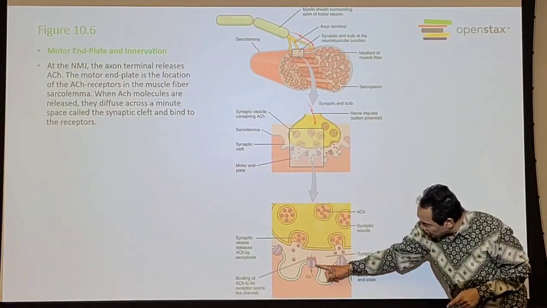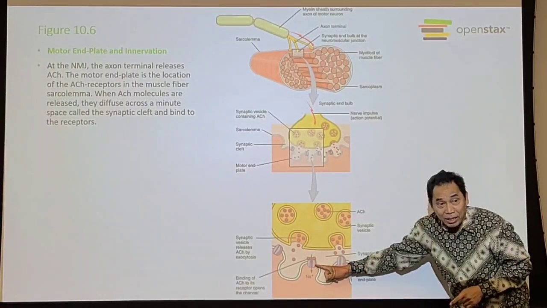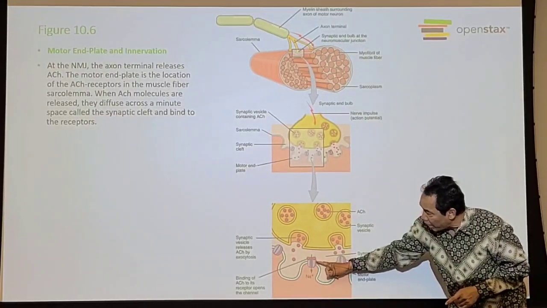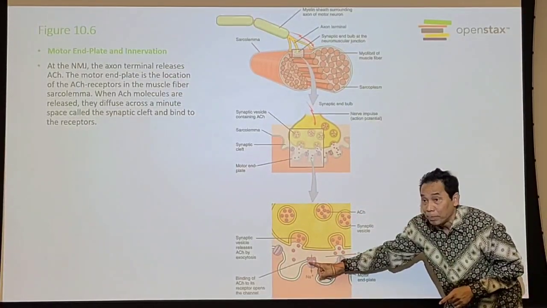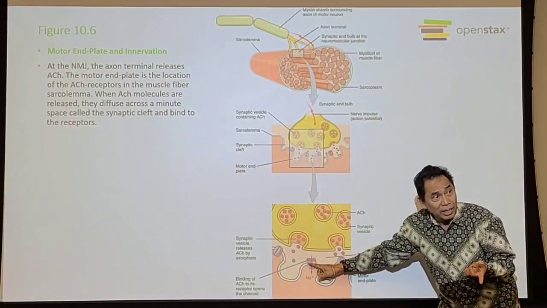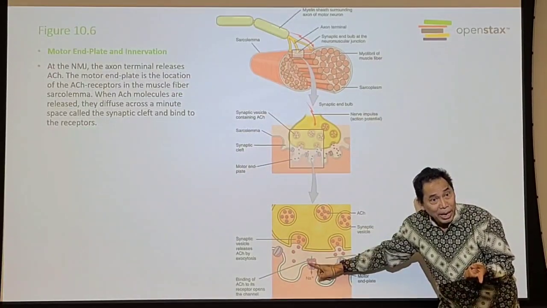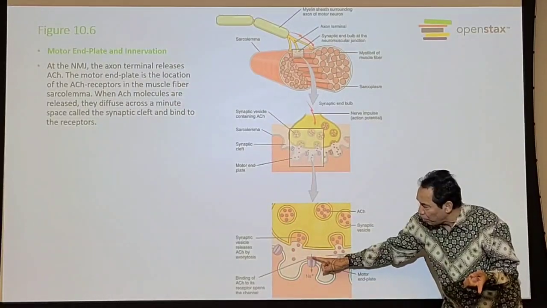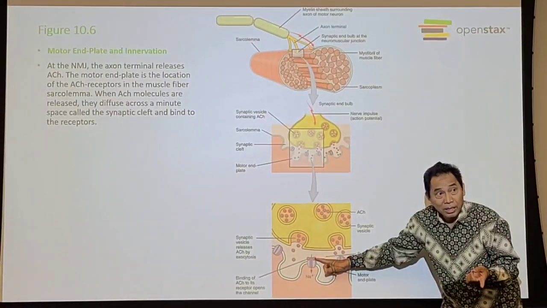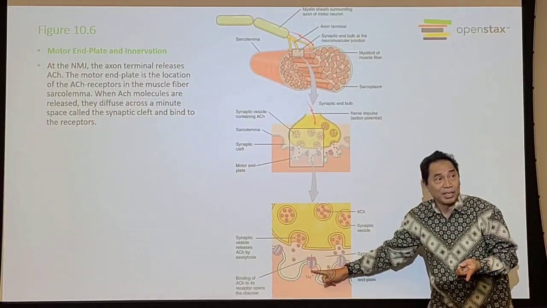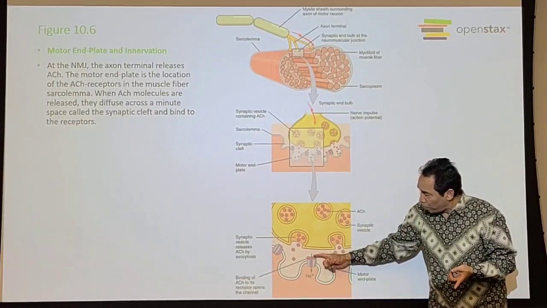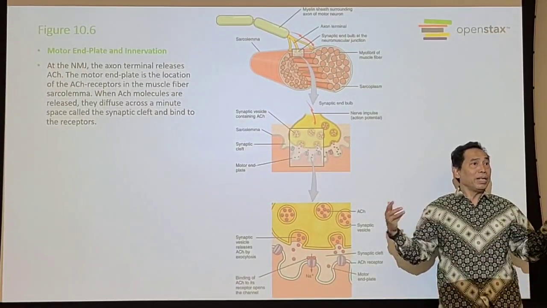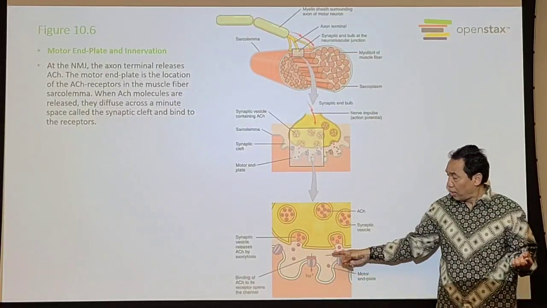It will attach to this channel. So this ACH over here, acetylcholine, will bind to the protein. Remember, the channel is actually a protein, right? It has a binding site for the acetylcholine. So 2 acetylcholine will be needed to open this channel. Whenever the channel opens, what happens? Sodium will enter because there is so much sodium outside our cell.